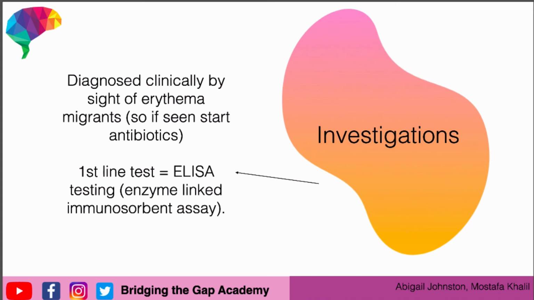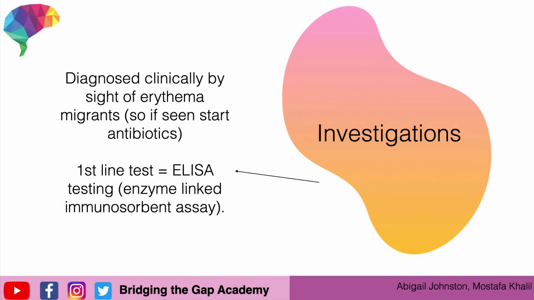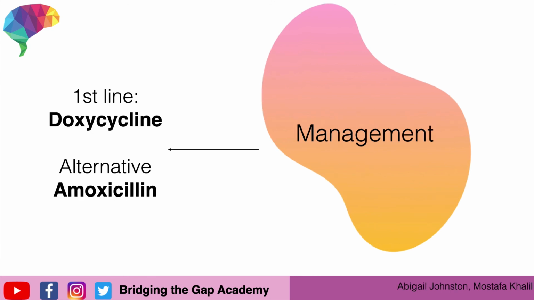Moving on to how do we investigate Lyme disease? Now, it's often diagnosed clinically by the sight of this bullseye rash, so erythema migrans, and if we see this rash, doctors are meant to start antibiotics as soon as possible. However, if we're wanting to diagnose, then the first line investigation is ELISA, which is enzyme-linked immunosorbent assay, and essentially this is how we would diagnose Lyme disease if we were unsure clinically. As far as the management, the first line would be doxycycline, and the alternative would be amoxicillin. Now, this sums up everything for Lyme disease.